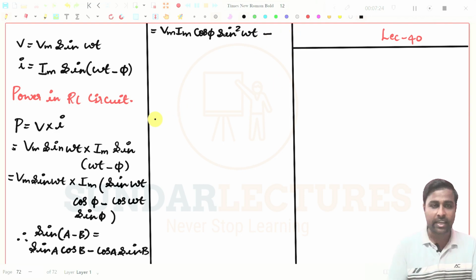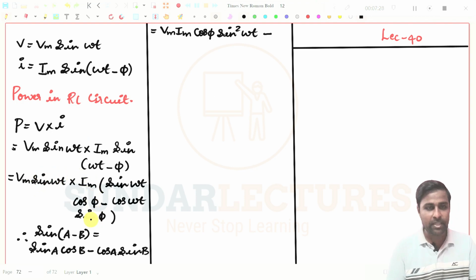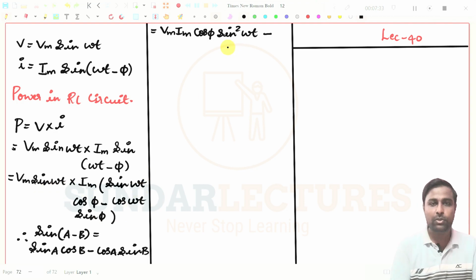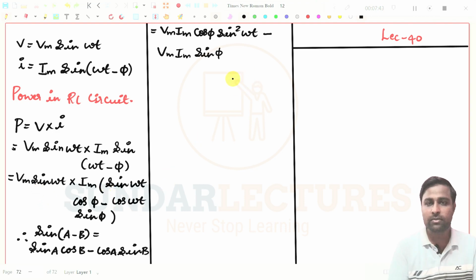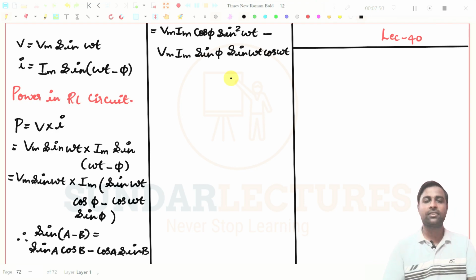For the second term, I have to put minus. Next one again, Vm Im, I keep cos pi here, sin pi here, and sin omega t cos omega t will be there. So I will write Vm Im, I just keep sin pi, and the other two terms are sin omega t, cos omega t. So this becomes sin omega t cos omega t, right? So this is the expression.